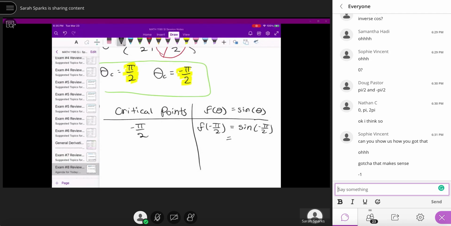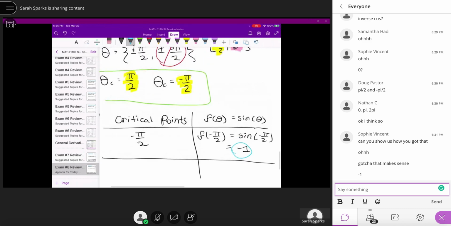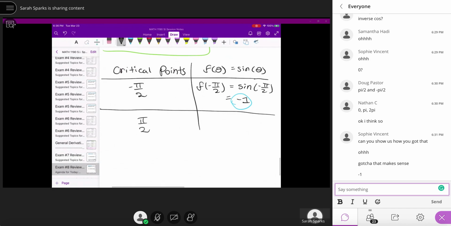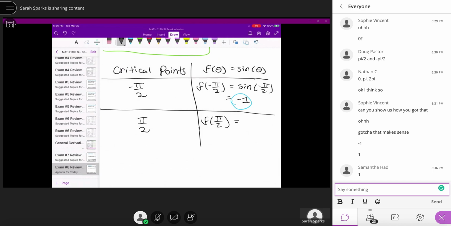Yeah, it's just going to be negative 1. Okay. Alright, and then what about positive pi over 2? We have f of positive pi over 2. Yeah, exactly, it's going to be positive 1. And then we have our 5 pi over 6.